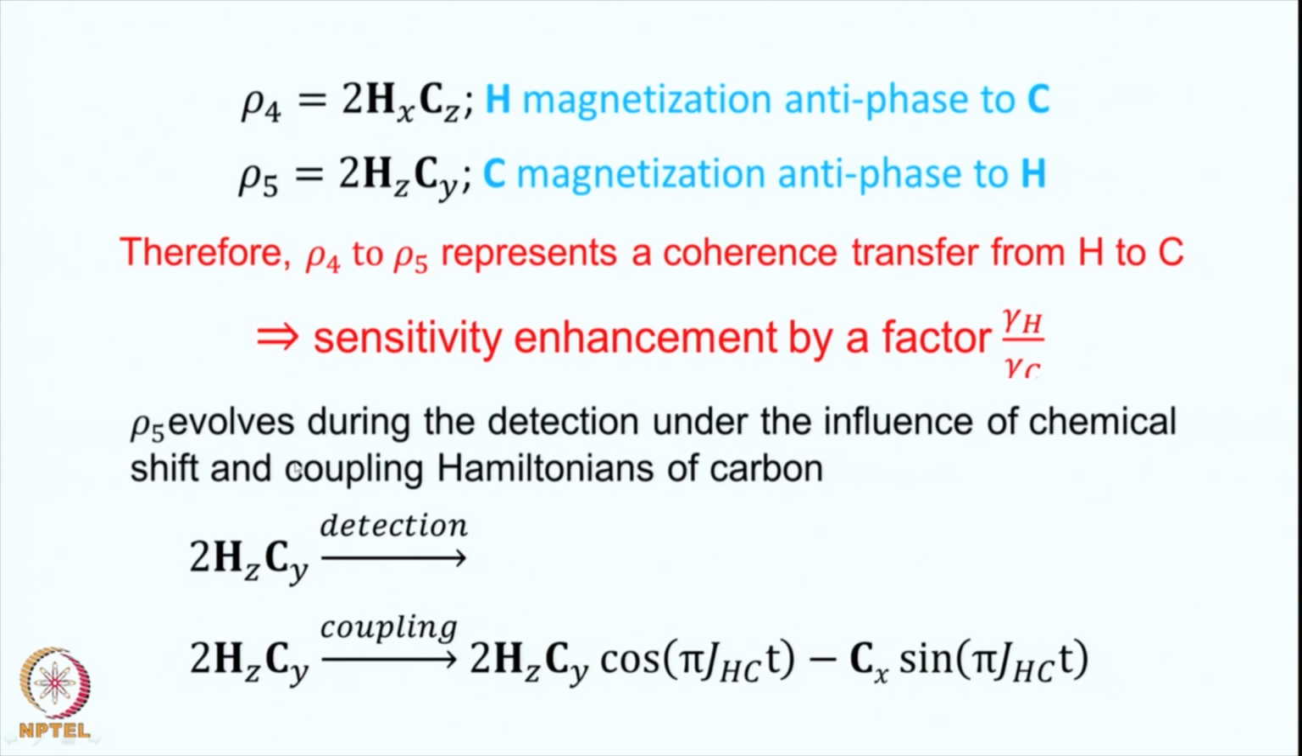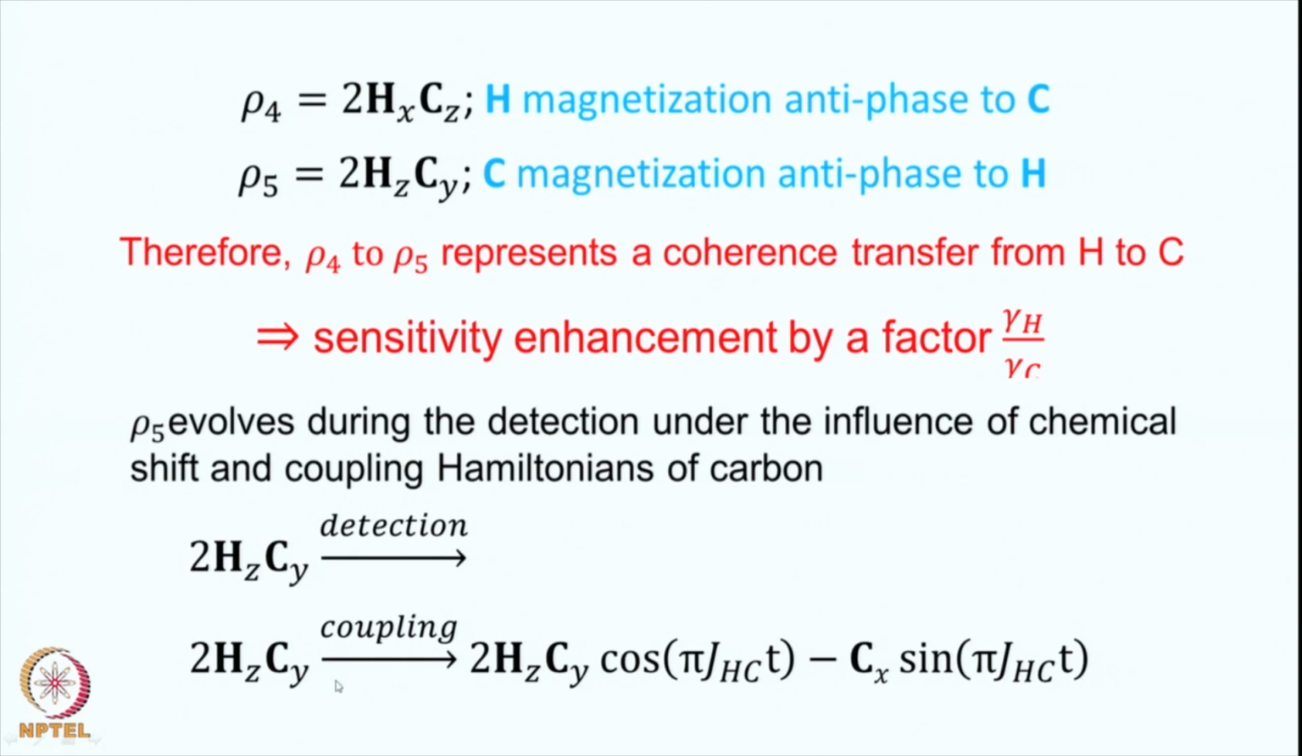Now, after this rho 5 evolves during the detection period under the influence of the chemical shift and coupling Hamiltonians of carbon. So, this 2HzCy during the detection period evolves under the chemical shift as well as the coupling. Let us first consider the coupling evolution, because you remember I had told you that it does not matter which evolution you consider first and which later. So, we will consider the coupling evolution first. There is a purpose in it. I will illustrate this to you very quickly.